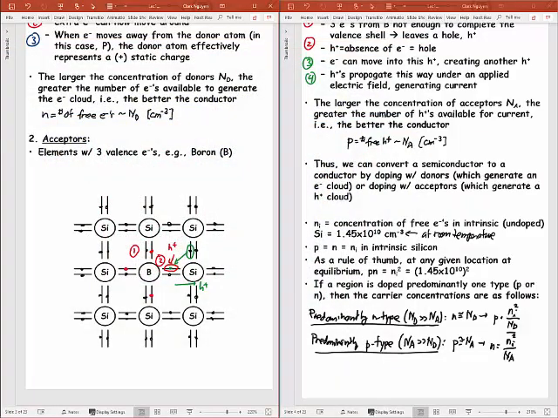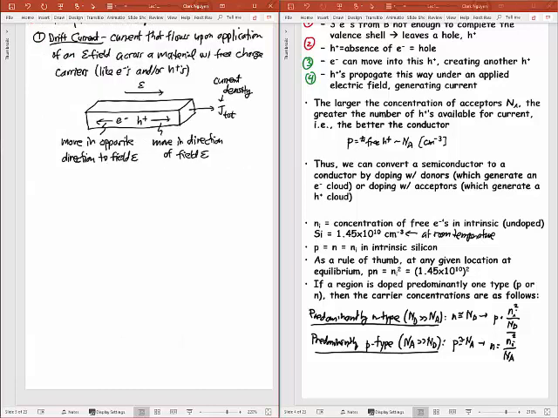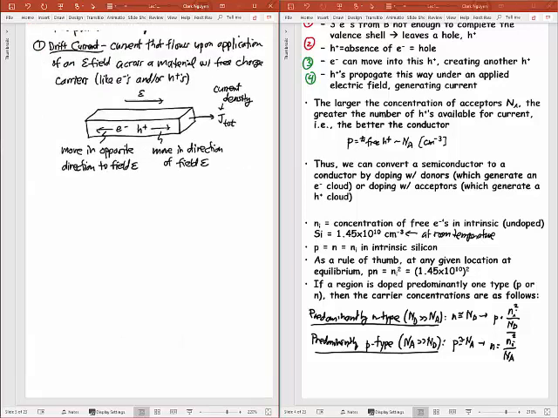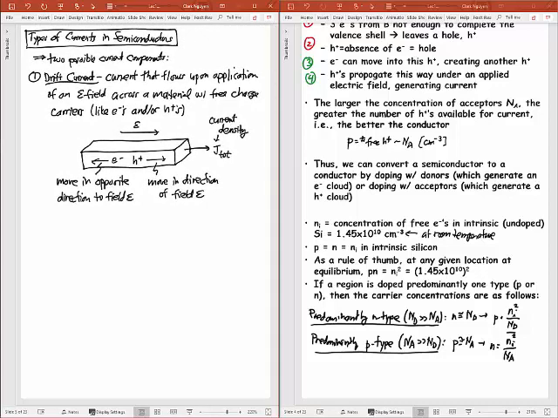All right, so let's now talk about current flow. We know how to change our silicon so that we actually have them conductive, and that's by doping. But now once we have them conductive, currents can flow once we put electric fields across them. And so there are two possible types of current.